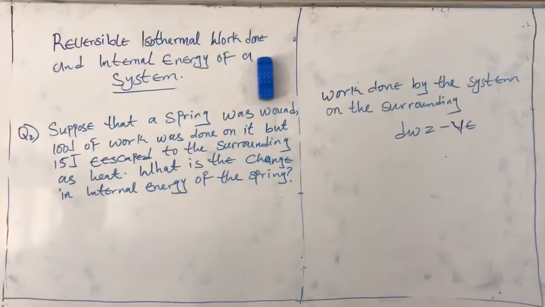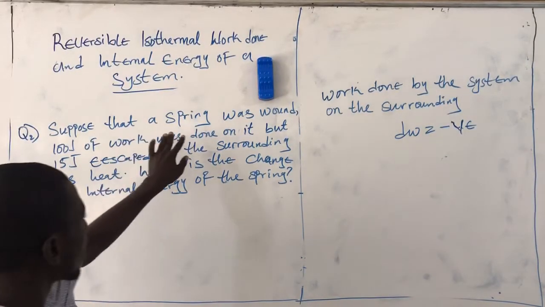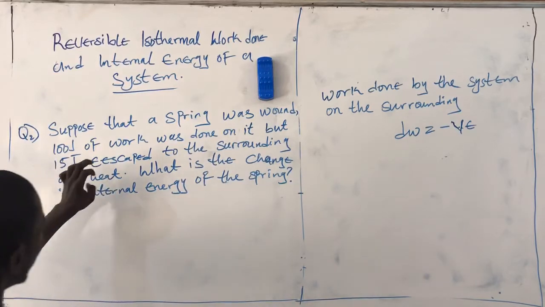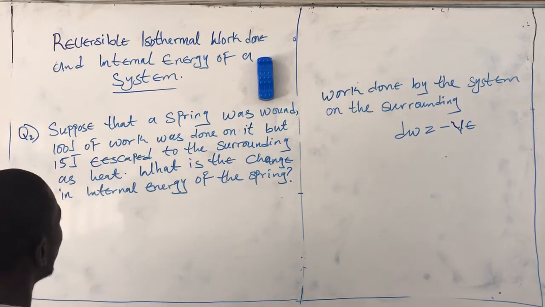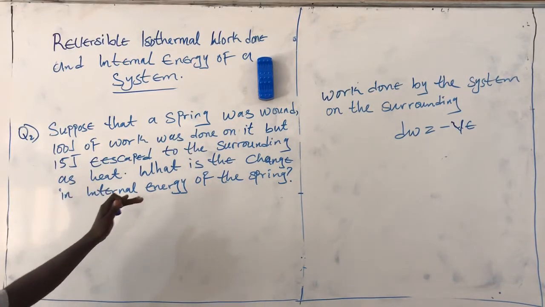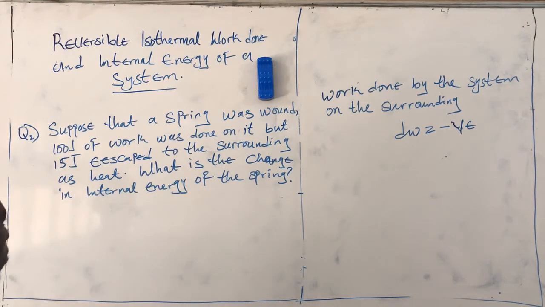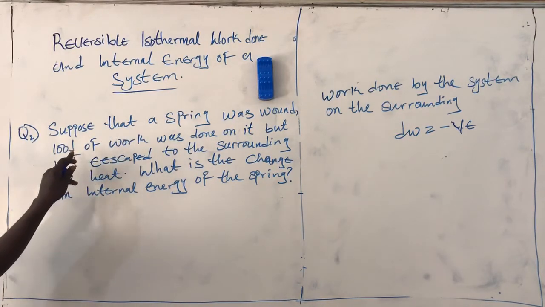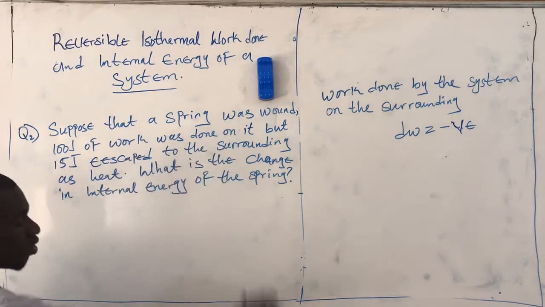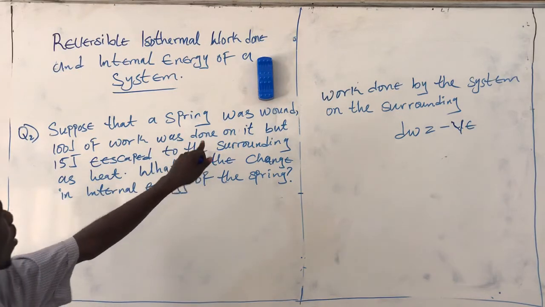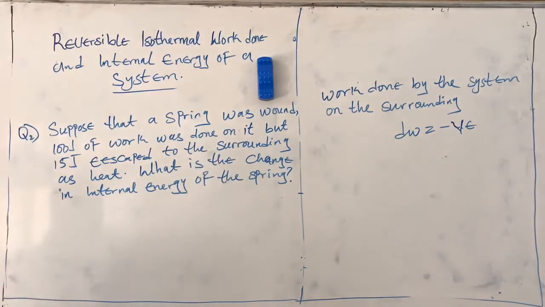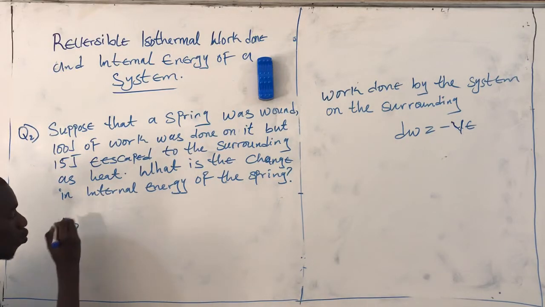Let's try to solve this. Suppose a spring was wound. 100 joules of work was done on it, but 15 joules escaped to the surrounding as heat. What is the change in internal energy of the spring? Initially, 100 joules of work was done on that spring, meaning there's an input of work done. Our dW will be positive.